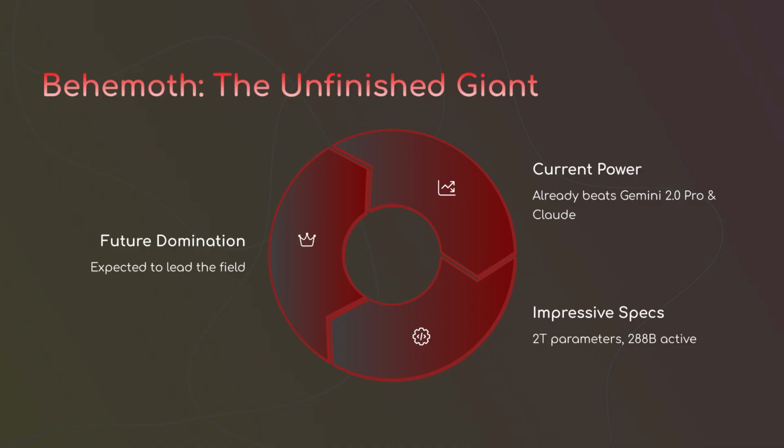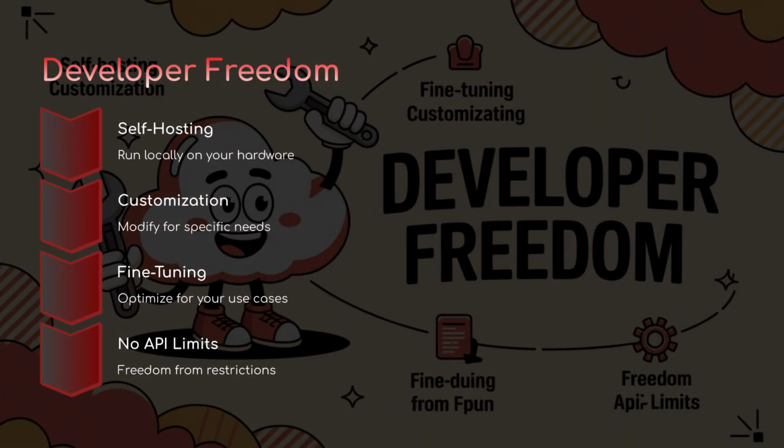One of the biggest advantages of Llama 4 being open-source is freedom. Unlike closed models like GPT or Claude that require you to use their APIs, open-source models like Llama 4 can be self-hosted, customized, and fine-tuned for specific needs. This means businesses and developers have more control over their applications without being tied down by API costs and restrictions.